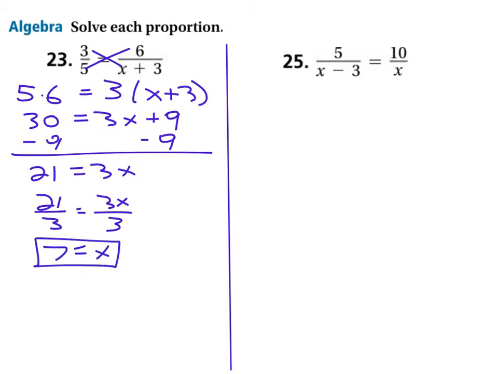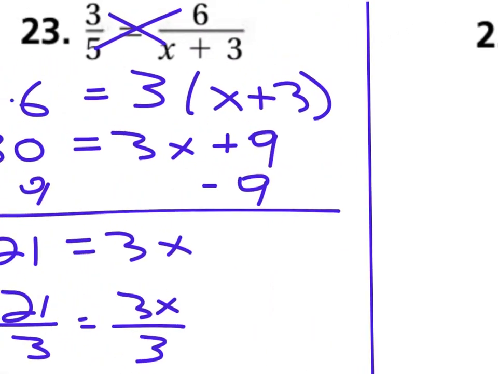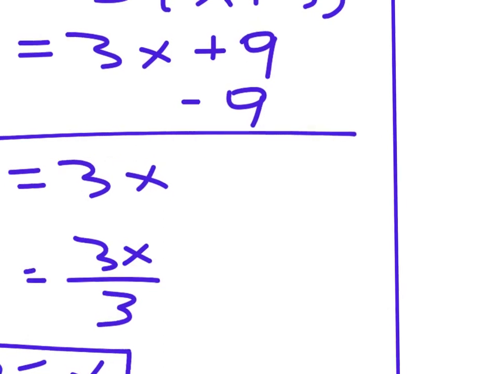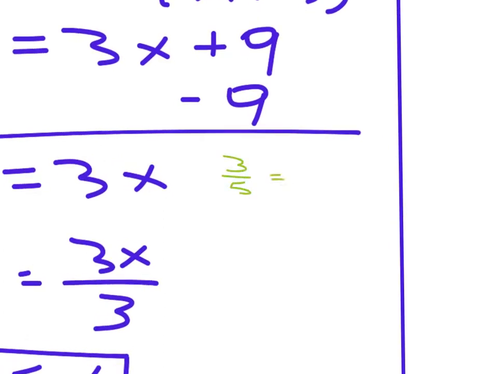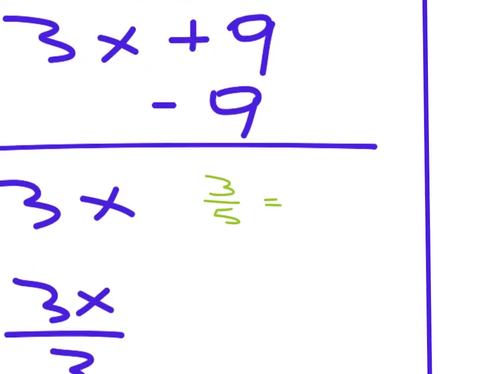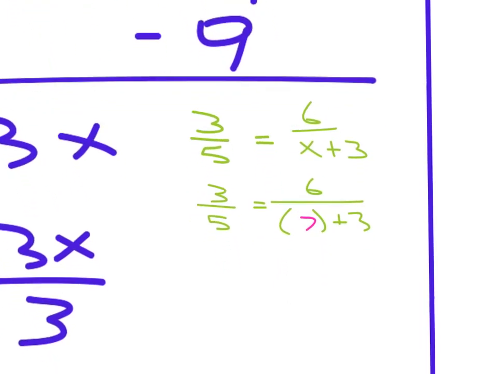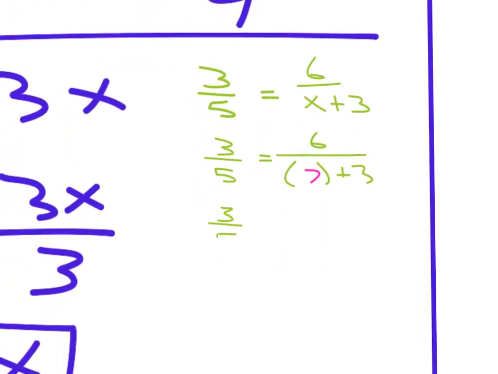That's the solution. And if we wanted to verify it, I'm just going to zoom in on a spot and do a little check on this. Okay, I'm going to zoom in here, and I'm going to write 3 over 5 equals 6 over x plus 3. And we found out that x was 7, and so we end up with 3 over 5 equals 6 over 7 plus 3, or 3 over 5 equals 6 over 10.